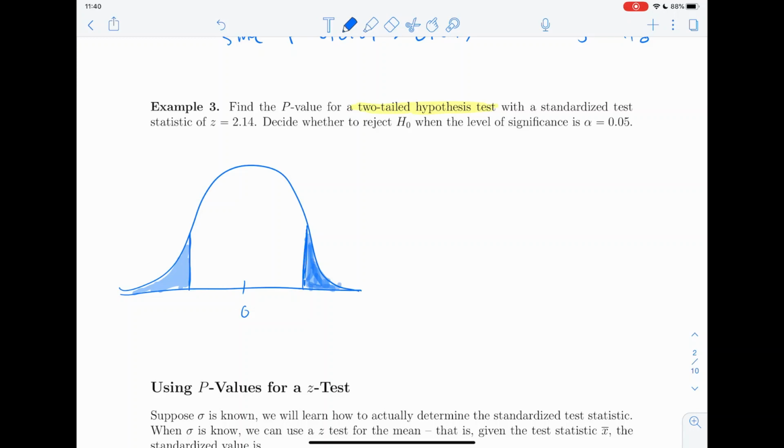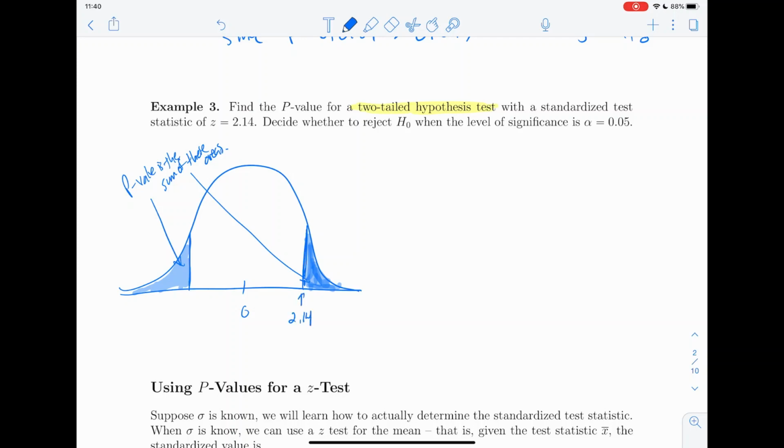So we'll note that our p-value is the sum of these areas. But these areas are the same, so it's really just twice the area of one of them. The given standard statistic is 2.14, so positive, that's going to be over here on the right.